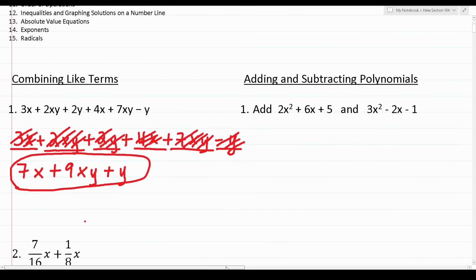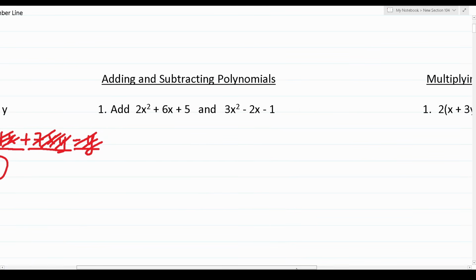Let's go ahead and move on to something that's slightly more challenging. That is, let's take a look at how we're going to add and subtract polynomials. All right, so as far as adding polynomials goes, it's the same thing as just combining like terms. And given how identical those two processes are, let's go ahead and take a look at this first question. It says add 2x squared plus 6x plus 5 and 3x squared minus 2x minus 1.